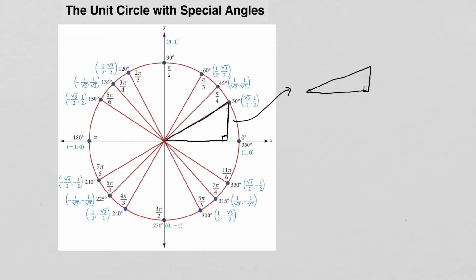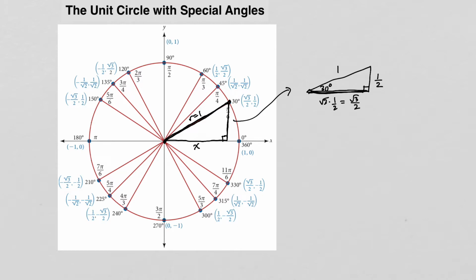We know the hypotenuse of this triangle is 1, right? Because the hypotenuse, notice, coincides with the radius of the circle, and we know that the radius is 1. If this is 30 degrees, we need to remember that in a 30, 60, 90 triangle, the shorter leg is half of the hypotenuse. So if the hypotenuse is 1, the shorter leg is 1/2, and the longer leg is radical 3 times the short leg. So it's radical 3 times 1/2, which is radical 3 over 2.